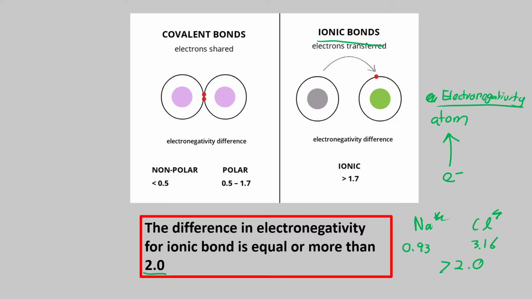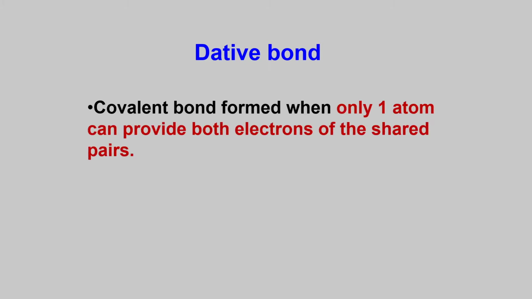If the value is less than 2.0, so less than 1.7 actually, it probably will form covalent bonds. Okay, this is the other bond that the previous teacher did not teach. The previous teacher only taught up to covalent bond. So what is a dative bond?